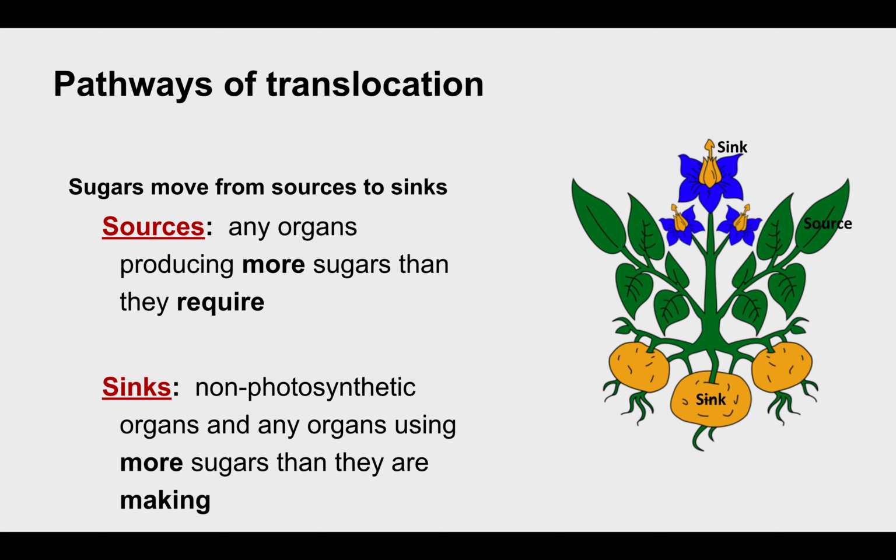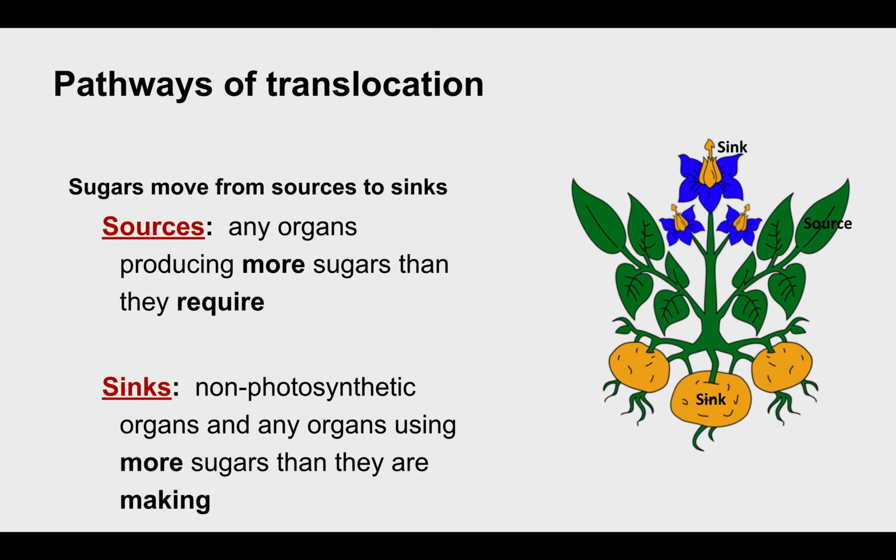Right? Any organ that is actively photosynthesizing produces sugars. Right? And they're overproducing. They have more than what they need, so they're going to send those sugars to the sinks. All right, so sinks are organs of the plant that do not photosynthesize. They are not producing their own sugars, but they still need the sugars. Right? So we're going to move the sugars from the sources to the sinks.